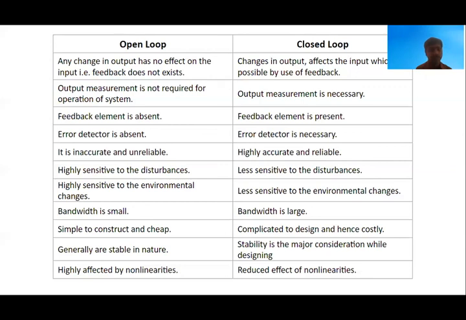The open loop control system is highly affected by nonlinearities. Due to the nonlinear components used in the open loop system, the nonlinear effects affect the output. Whereas in the closed loop system, even though there are nonlinear components used in the system, due to the presence of feedback, the nonlinear effects are reduced. These are the differences between open loop and closed loop control systems.